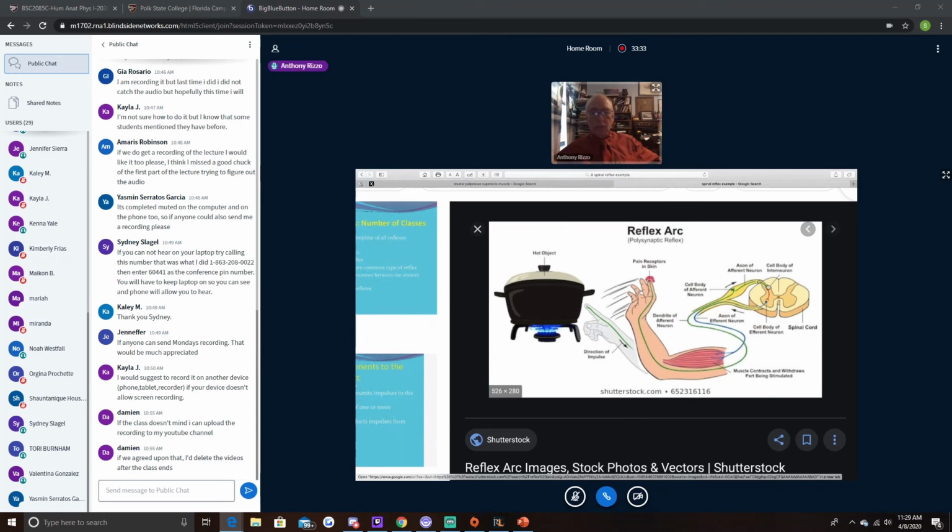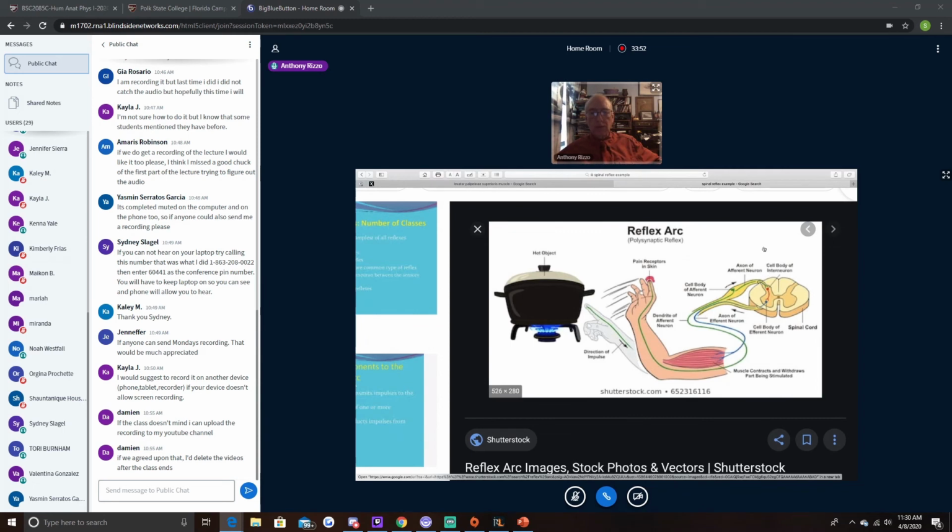The brain's not there at all. The brain doesn't even know this happened. Remember that the central nervous system is the brain and spinal cord. And here's the spinal cord ordering a motion without the brain knowing about it.